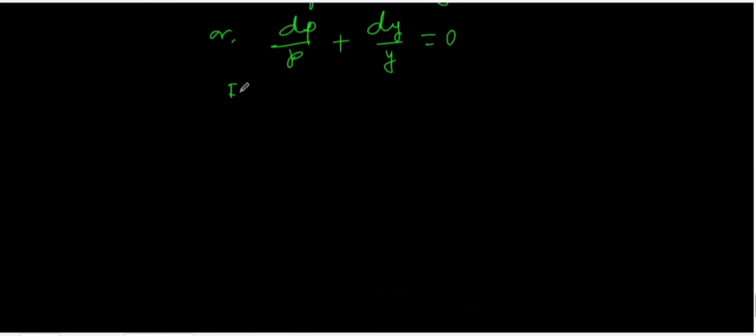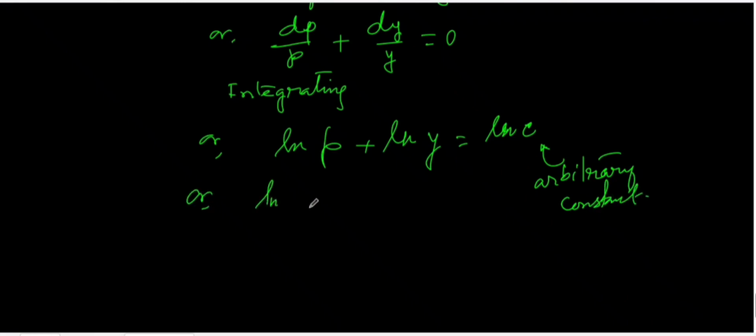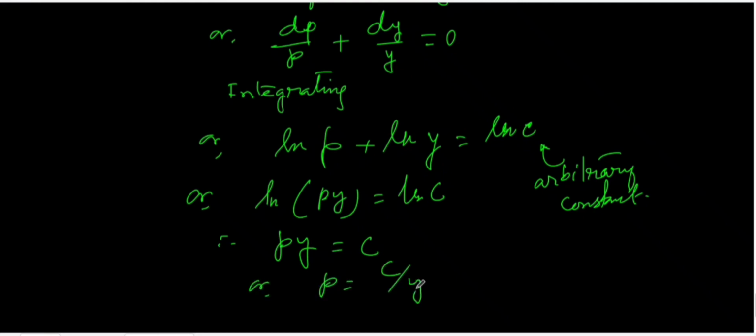Integrating, we get log p plus log y equals log c, where c is the arbitrary constant. So from here we get log py equals log c. Therefore py equals c, or p equals c upon y. Call it equation 2.